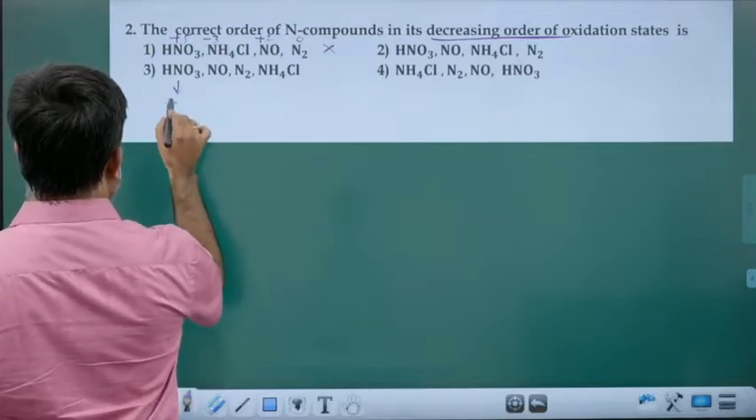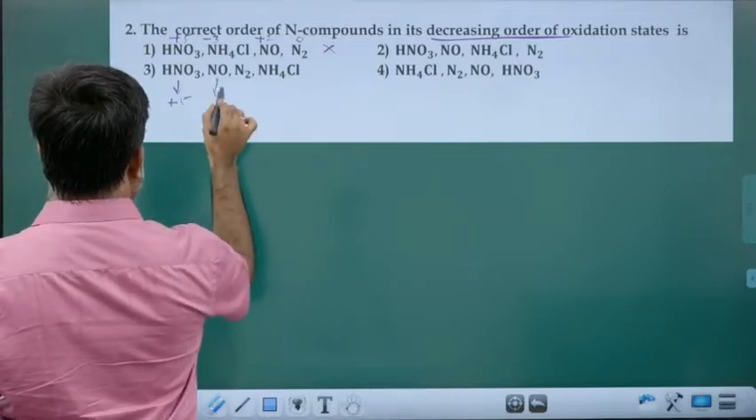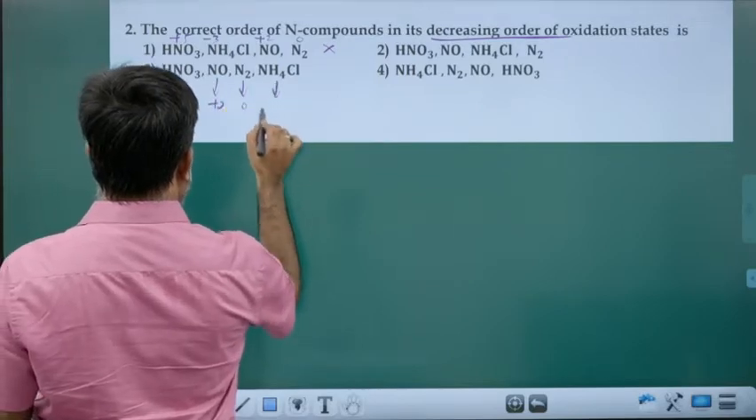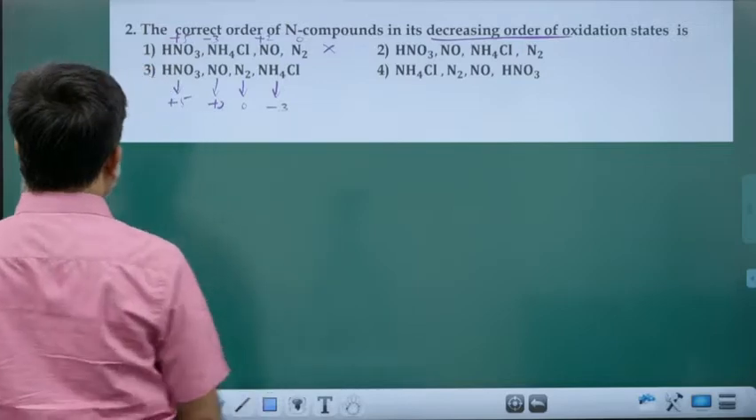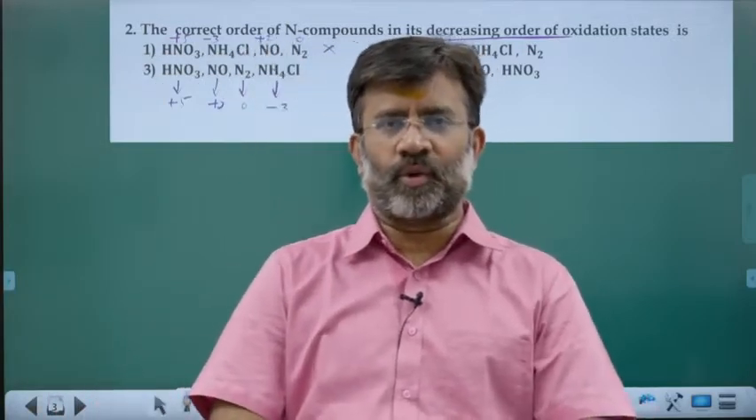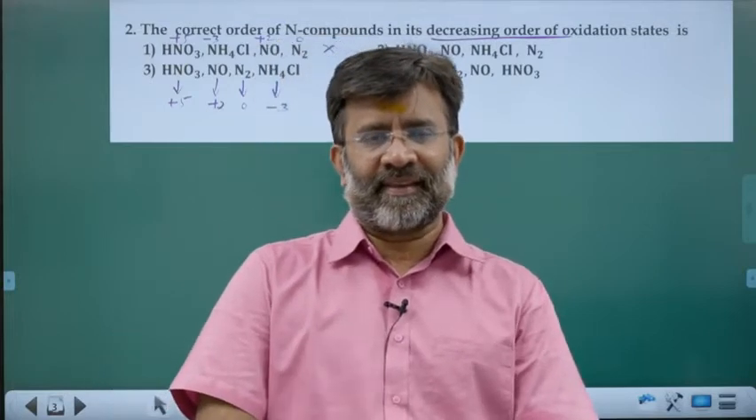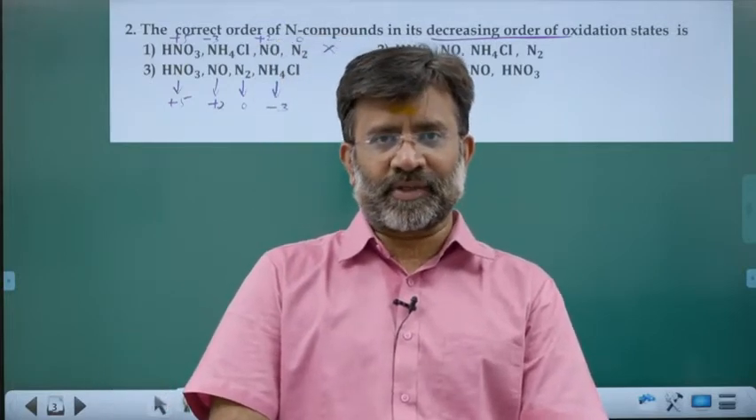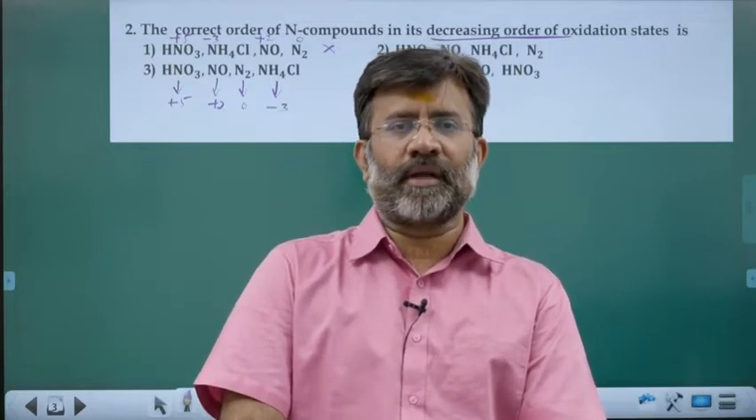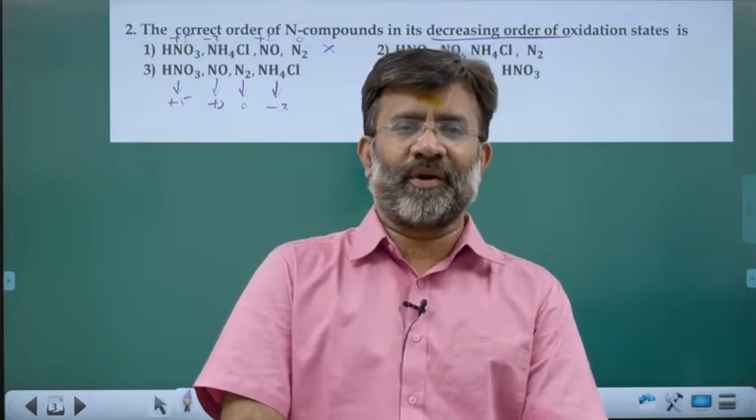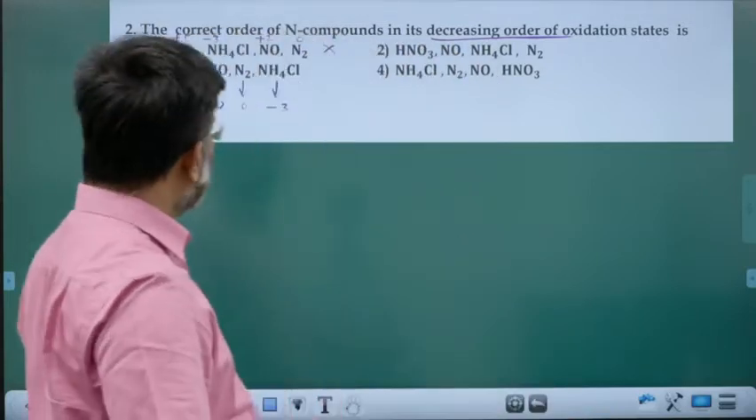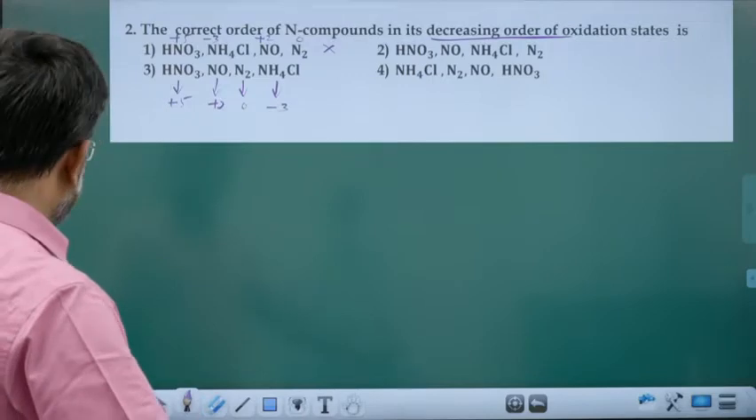Here nitrogen is in plus 5 state, here plus 2 state, here 0, and here minus 3 state. Nitric acid, nitrogen plus 5 state. I am sure all of you know how to calculate. In NO, plus 2 state. In N2, 0. And in ammonium derivatives, ammonium chloride or ammonia, wherever it is, minus 3 state. So that is the decreasing order, option 3.